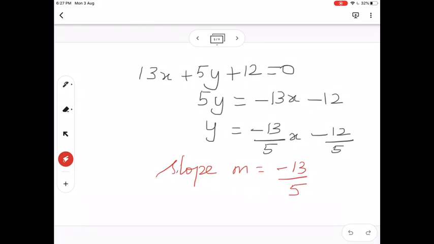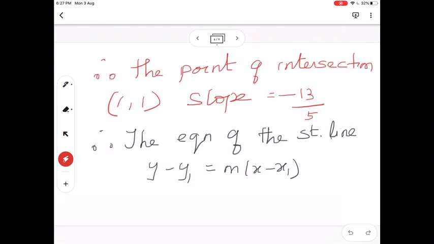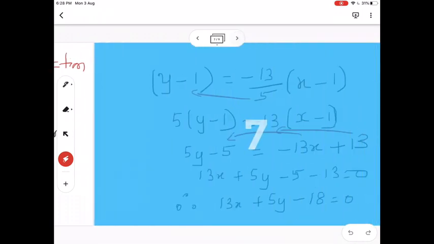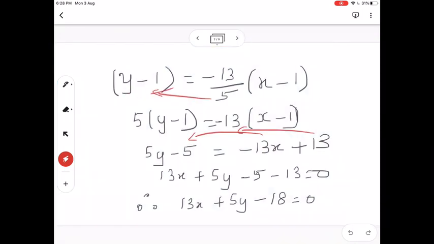So now you got the point of intersection, you got the slope. Now can you make a new equation? Yes, the point of intersection is (1, 1), slope is minus 13 by 5. So how can we form an equation? We know the slope, we know one point. So what is the formula? y minus y1 is equal to m into x minus x1. So apply in that place, children. y minus 1 is equal to minus 13 by 5 into x minus 1.